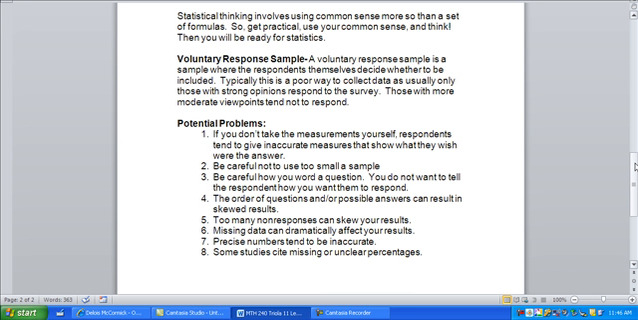Precise numbers tend to be inaccurate. If you're estimating how many are in a crowd, you want to use perhaps hundreds or thousands as opposed to being exact, like 2,347,561. Probably 2,300,000 approximately would be a better way to say it. Some studies cite missing or unclear percentages, so you want to make sure people understand how your percentages are calculated.